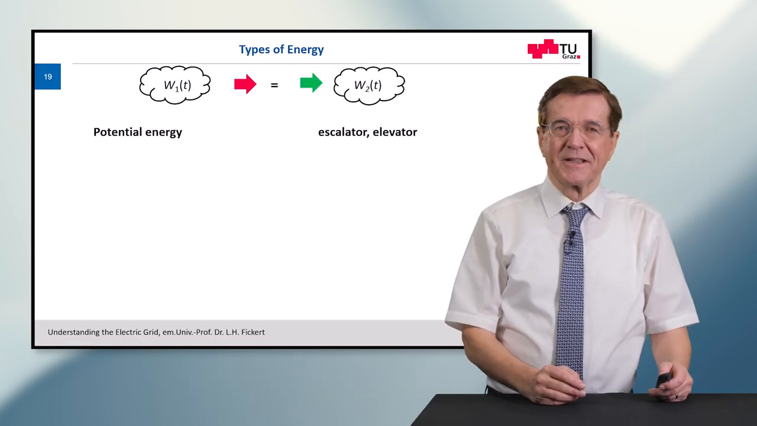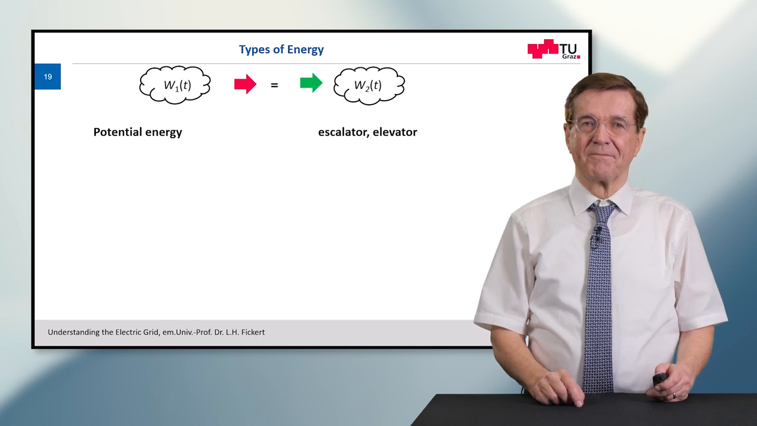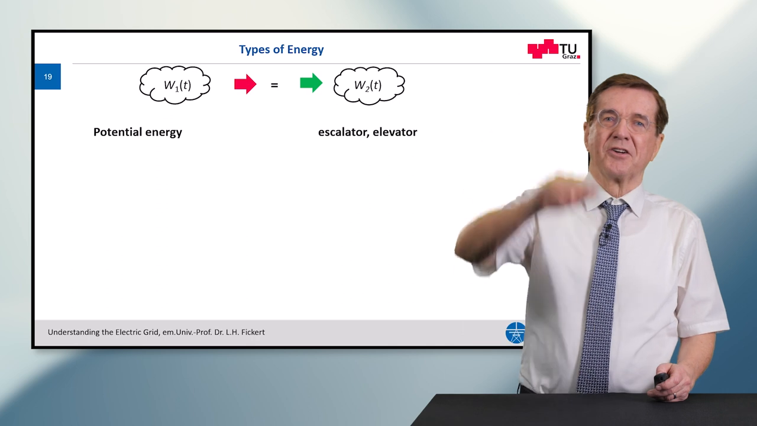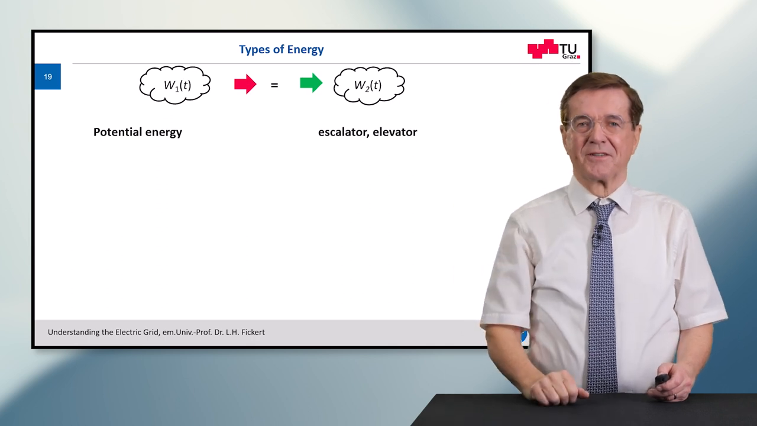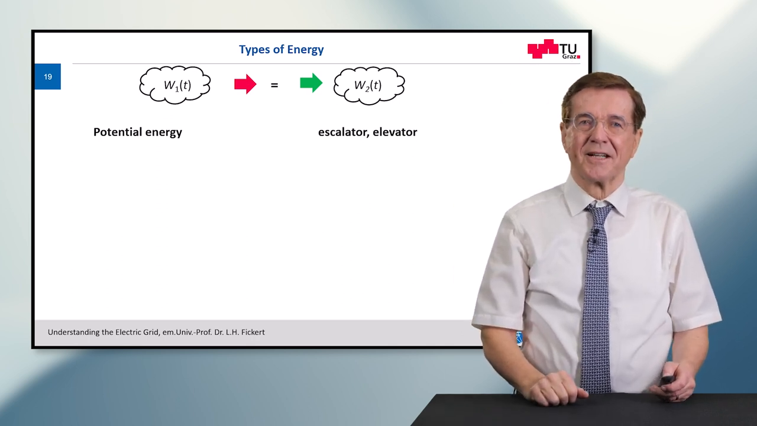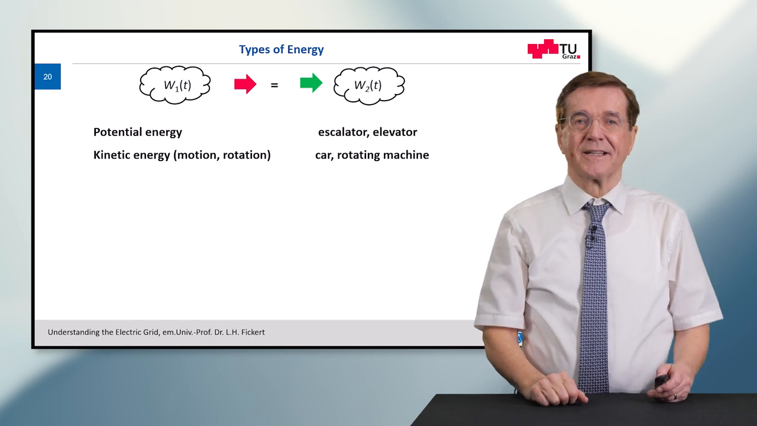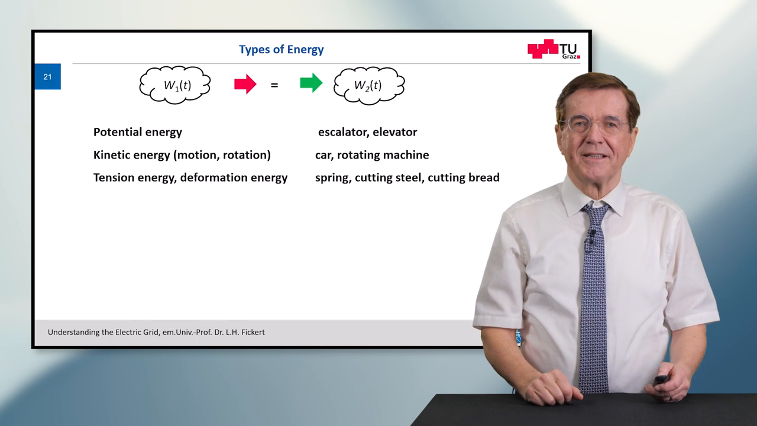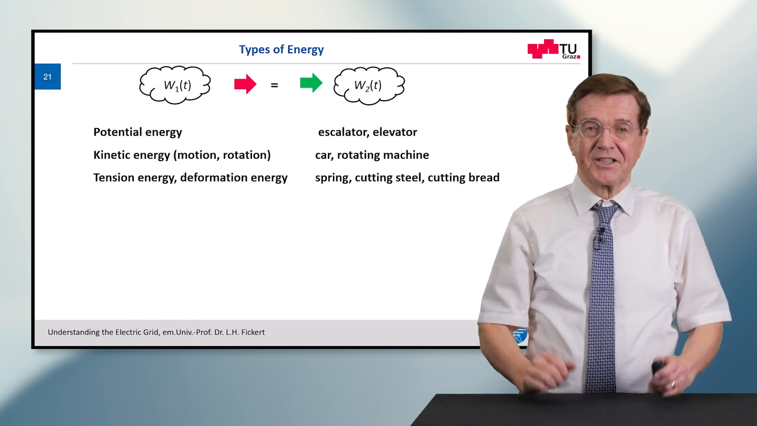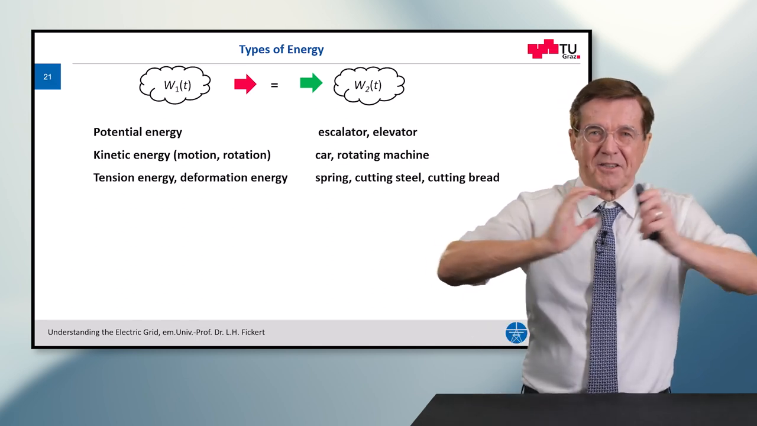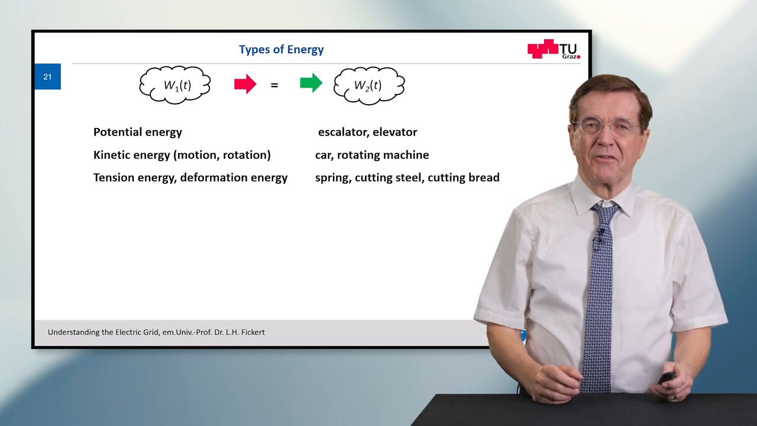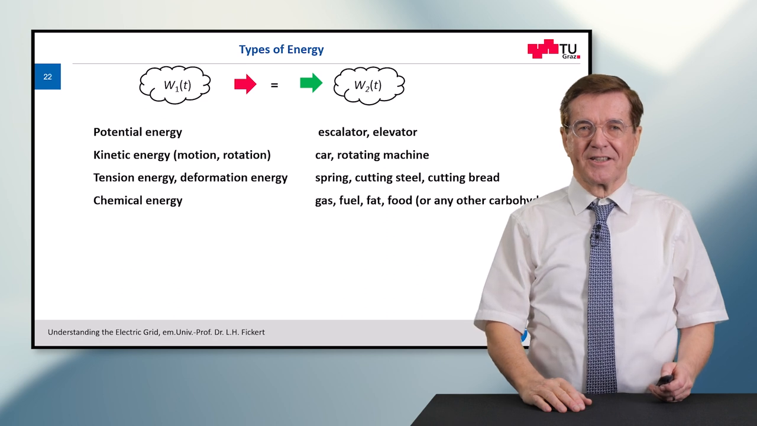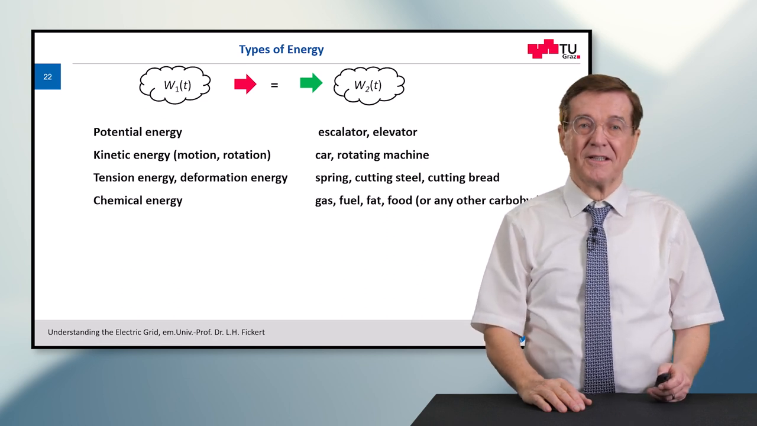Now, which types of energy can be converted between each other? There is first potential energy, going up a mountain or down. This is done in an escalator or elevator. We have kinetic energy, which is motion, like in a car or rotating machine. There is tension energy. That means if you compress a spring or if you have deformation energy, like cutting bread, this is tension energy that is used and converted.